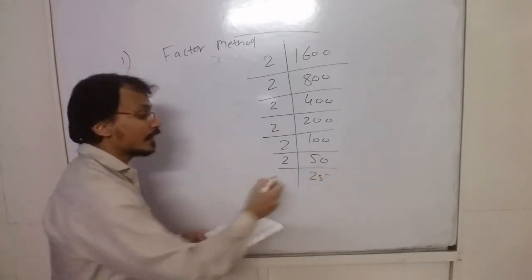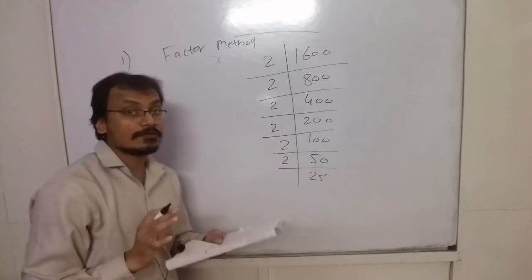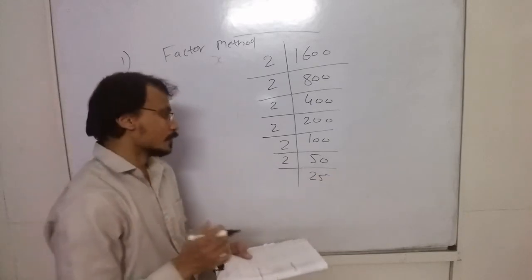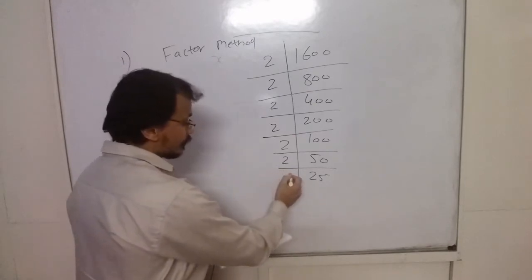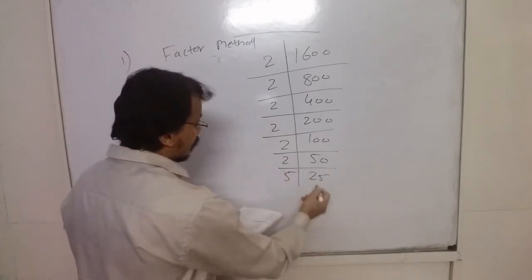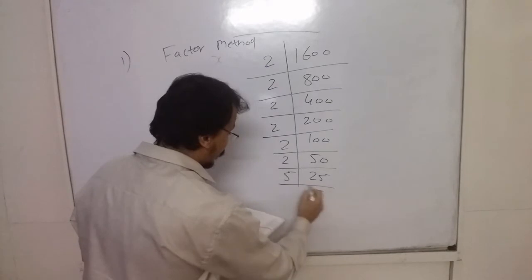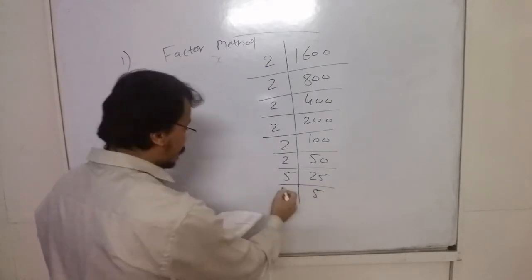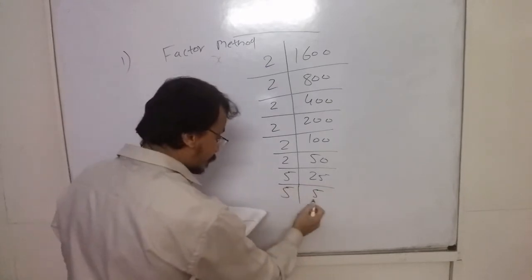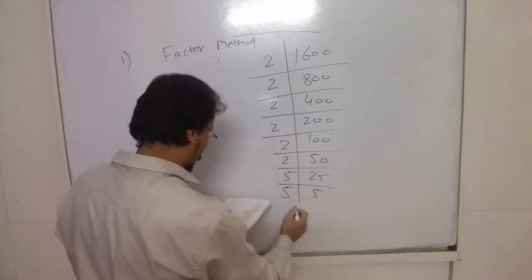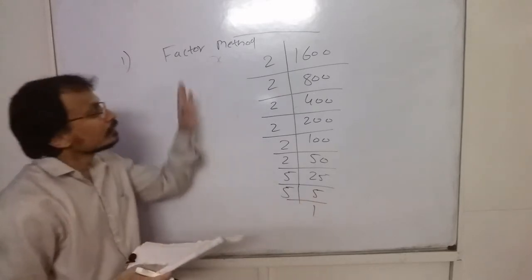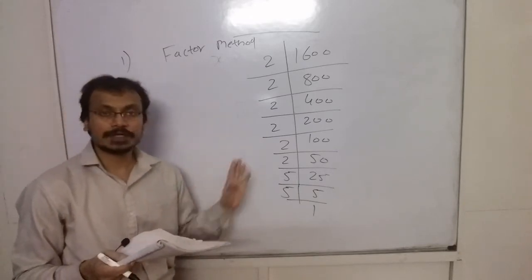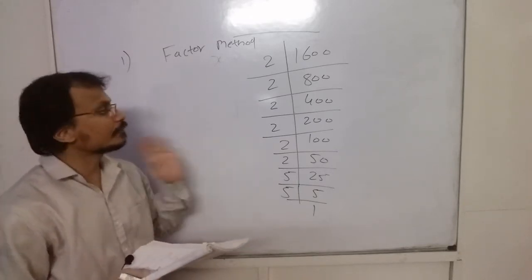Now this 25 is not divided by 2. It is not divided by 3 either. So I will take the next number 5. Now 5 fives are 25. Again this is divisible by 5, so again I have divided it by 5, and 5 into 5 is 1. This is how you are supposed to divide. This is very easy. This is the factor method.